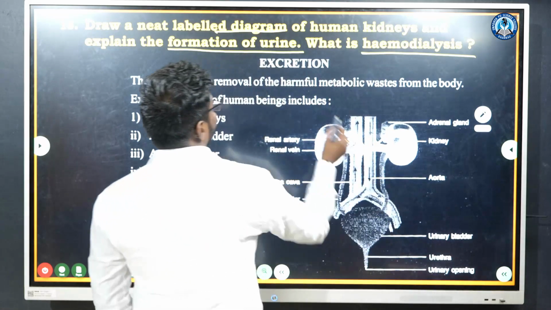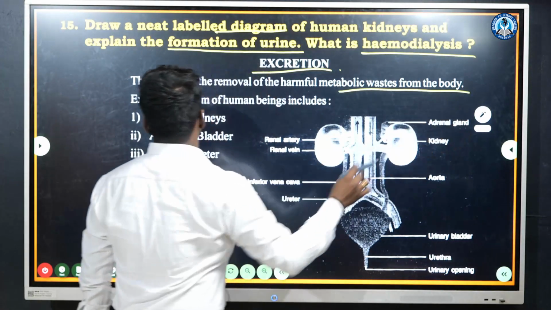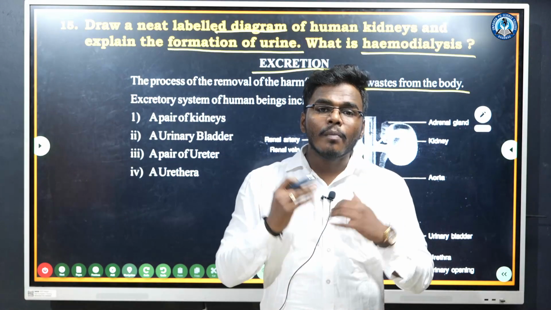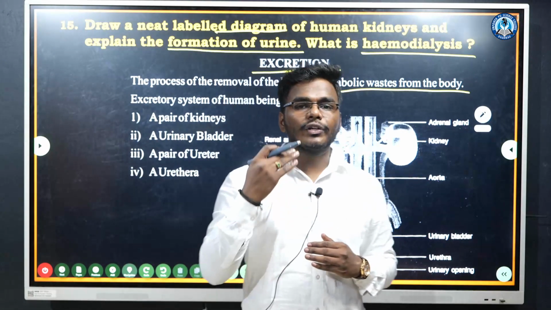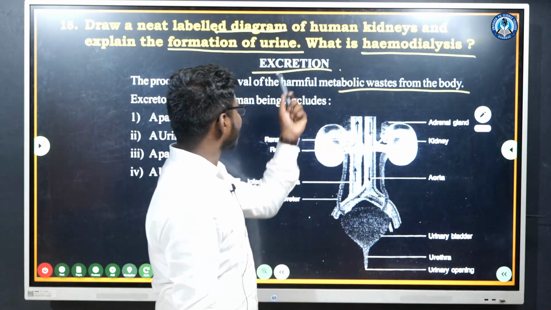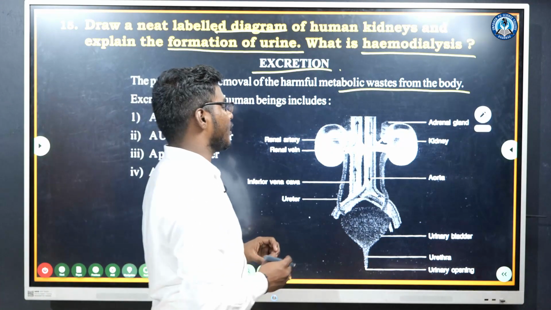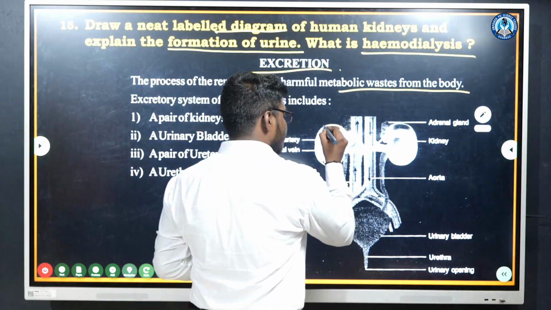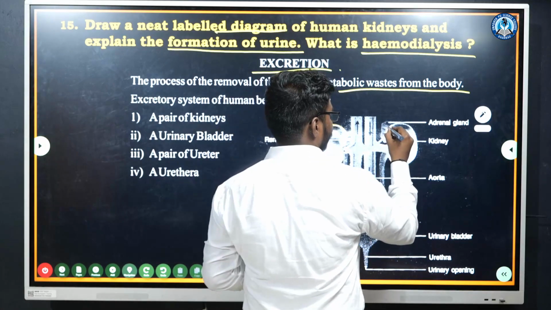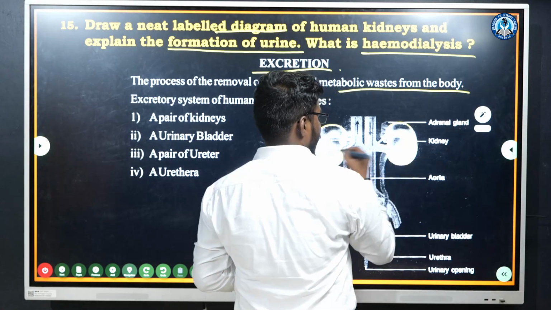Now, excretion is the process of removal of harmful metabolic waste from our body. So we usually excrete the waste substance which is not required for our body. Every day we are going to excrete the nitrogenous waste from our body, right? So that is excretion. The excretory system of human beings includes a pair of kidneys. Can you see this? So this is the kidney.